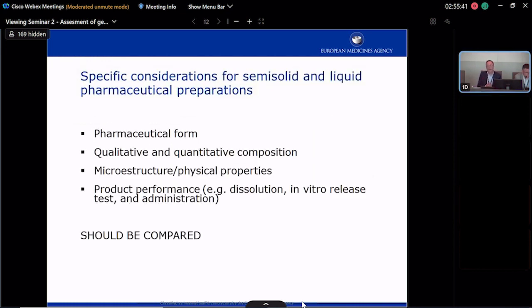And now some specific considerations for those pharmaceutical forms where a bioequivalence study is not possible, and specific considerations for semi-solid and liquid pharmaceutical preparations. The pharmaceutical form, the qualitative and quantitative composition of the finished product, microstructure or physical properties, product performance, for example dissolution or in vitro release tests, and administration should also always be compared.